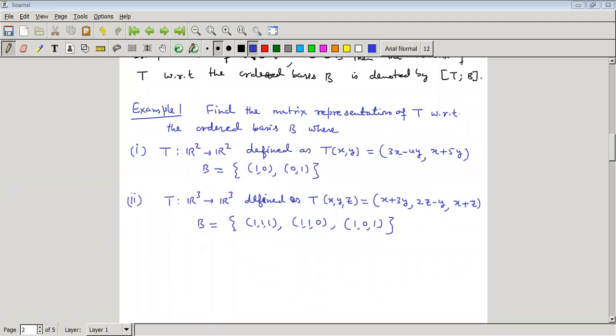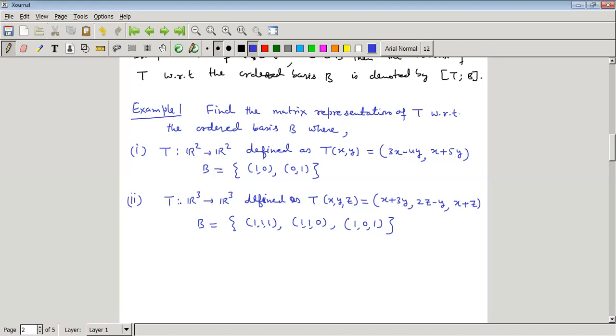So here we discuss example number 1. Find the matrix representation of T with respect to the ordered basis B, where T is a mapping from R2 to R2 defined as T(x, y) equal to (3x minus 4y, x plus 5y), and the set of bases B equal to {(1, 0), (0, 1)}. These are the usual bases. Okay? So we have to find the associated matrix related to this transformation T.